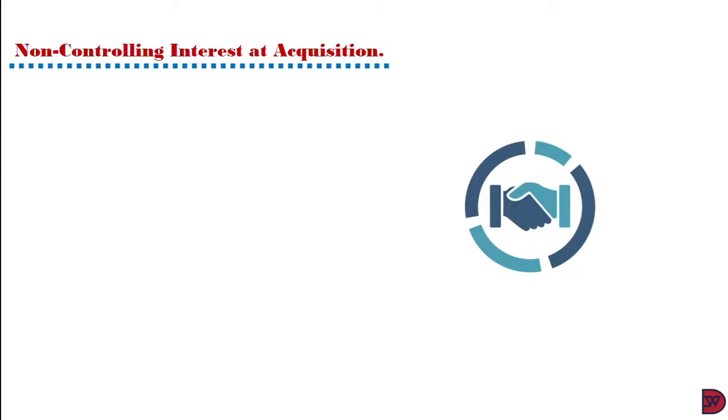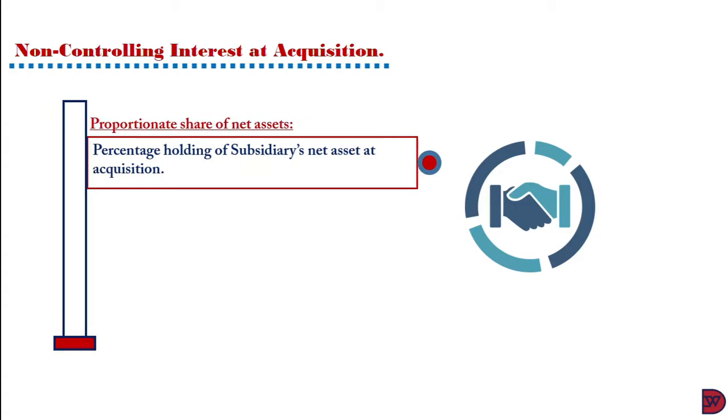Let's quickly look at the calculation of the non-controlling interest at acquisition. The value of the non-controlling interest at acquisition is measured using either of the following methods. First, the proportionate share of the net assets of the subsidiary. Here, the percentage holding of the non-controlling interest is applied to the total net assets of the subsidiary at acquisition. The net assets at acquisition will be the share capital plus the retained earnings at acquisition.